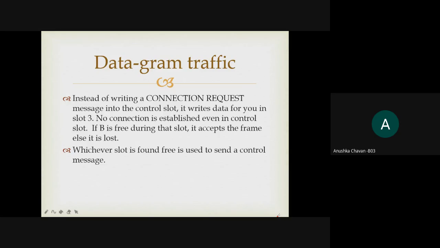Hidden station problem. Yeah. And second one? Correct, Anushka, the first problem is correct. Second? Yeah, the second problem is the exposed station problem. Correct. These are the two problems that may arise if CSMA is used in case of the wireless LAN.